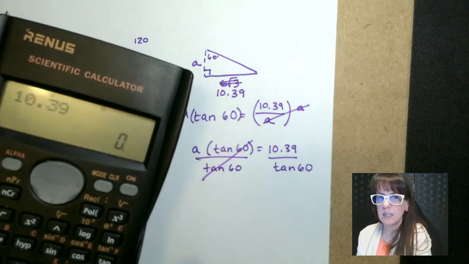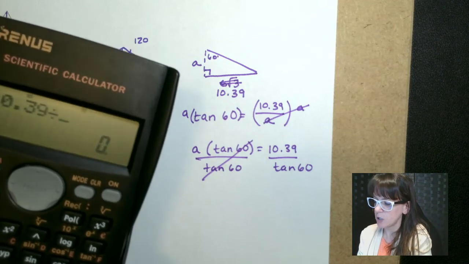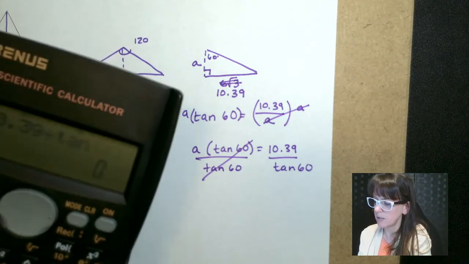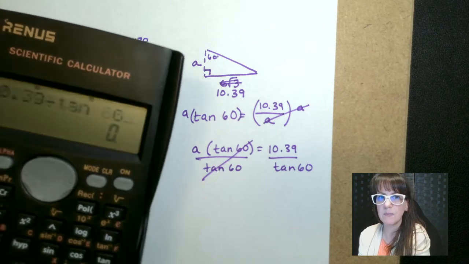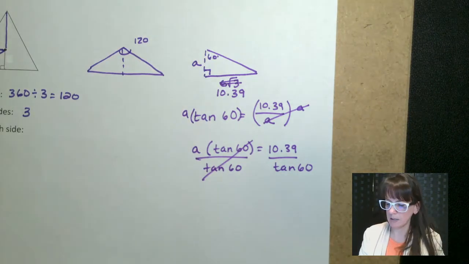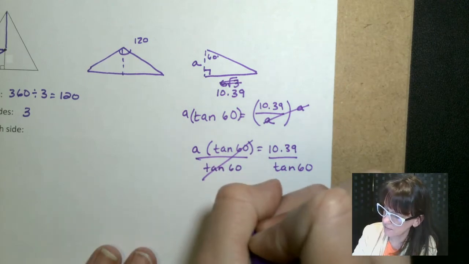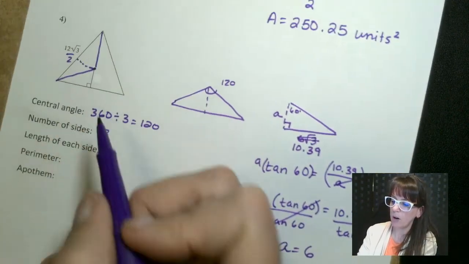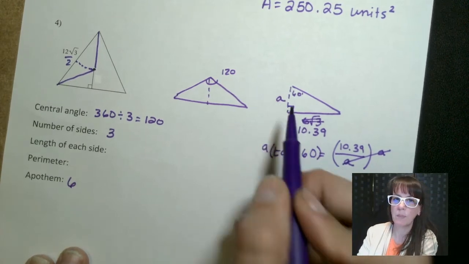So we have 10.39 divided by tangent 60 equals 5.999. We're going to call that 6. I think it's safe to say. A equals 6. All right, so we now know our apothem is 6, because that's what our A represented here.